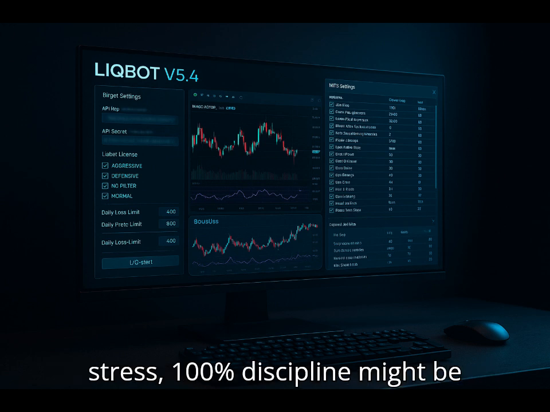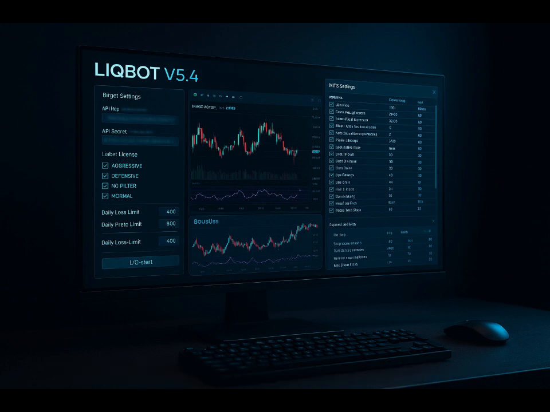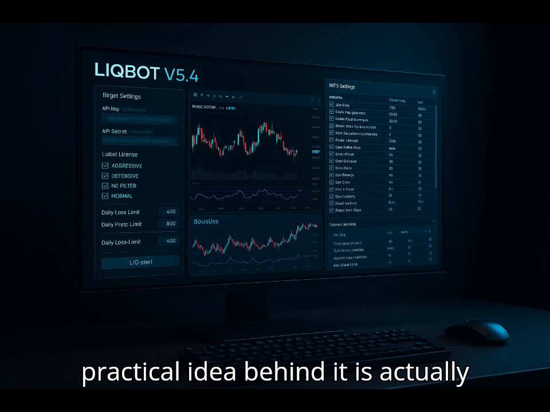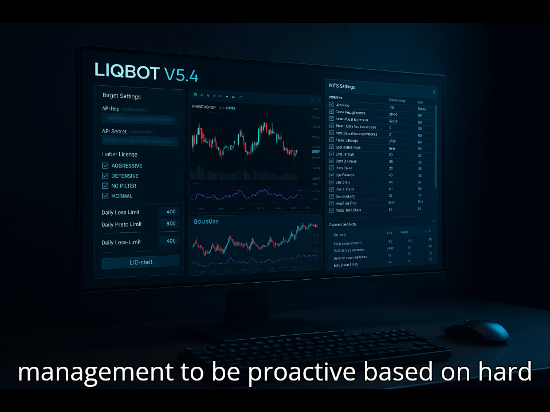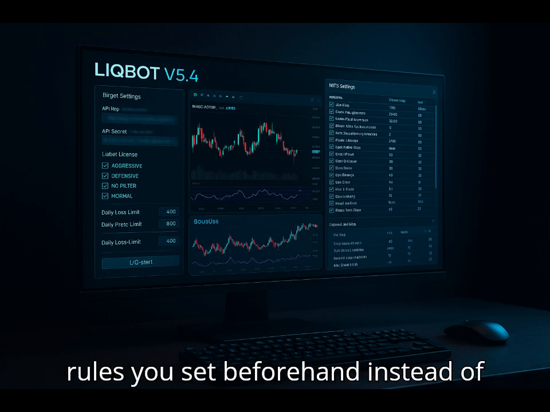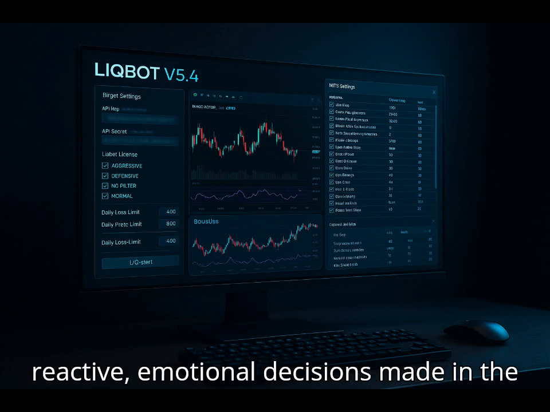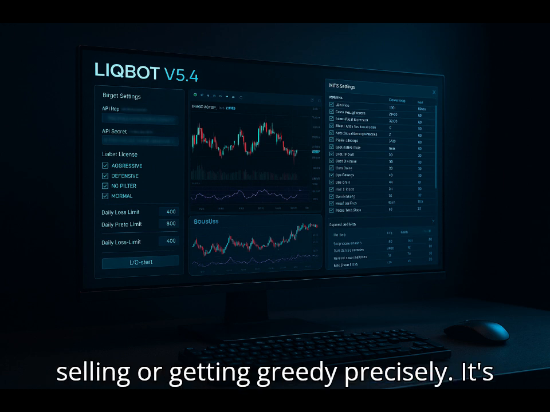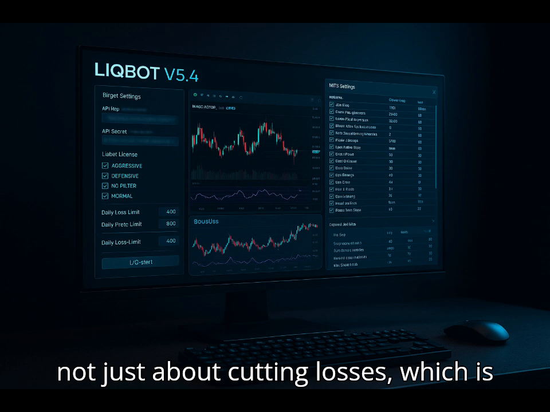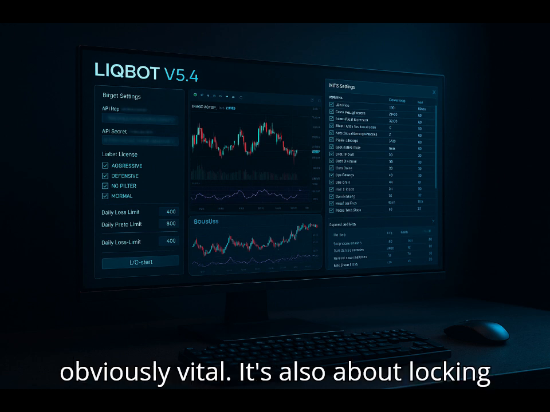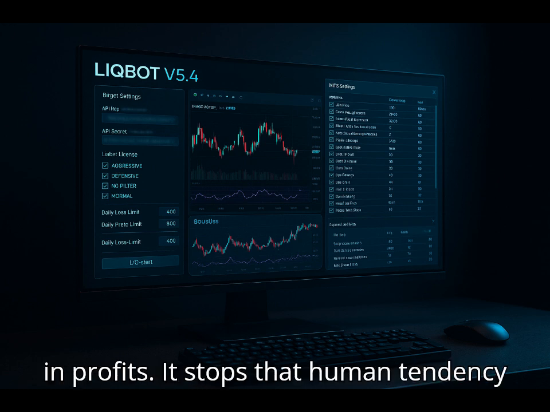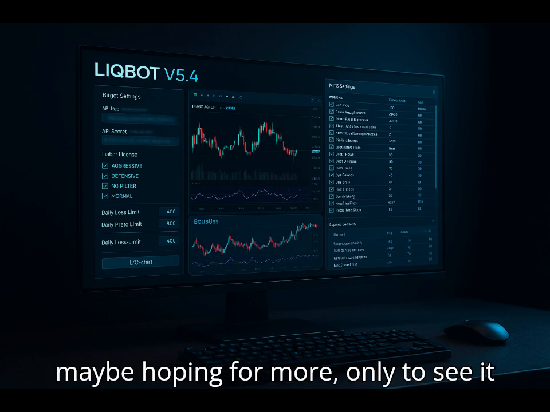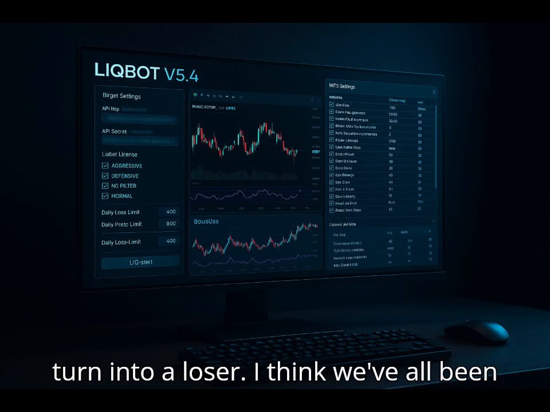Well, zero stress, 100% discipline might be a bit of marketing gloss, but the practical idea behind it is actually pretty profound. It forces risk management to be proactive, based on hard rules you set beforehand, instead of reactive emotional decisions made in the heat of the moment. Right, like panic selling or getting greedy. Precisely. It's not just about cutting losses, which is obviously vital. It's also about locking in profits. It stops that human tendency to let a winning trade run too long, maybe hoping for more, only to see it turn into a loser.